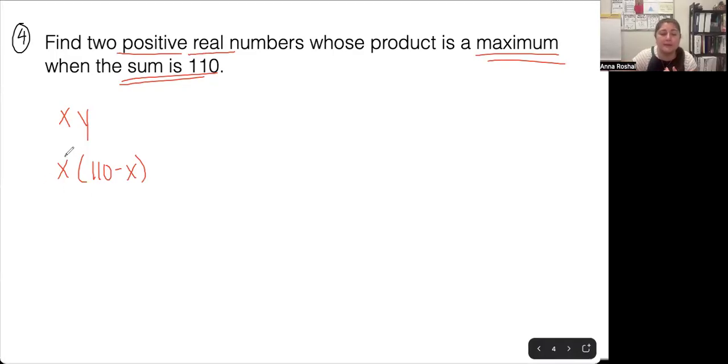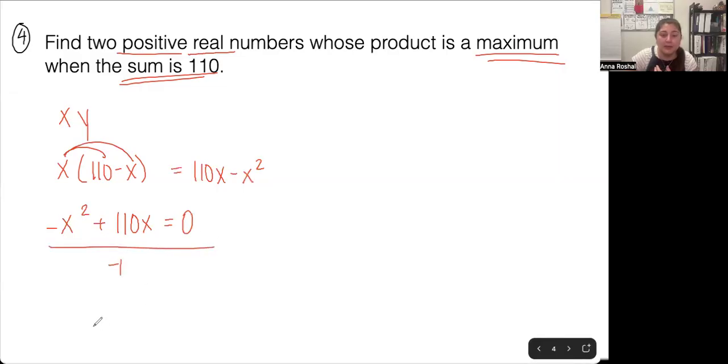So I'm going to start with this and I'm going to distribute, and I'm going to say, okay, negative x squared plus 110x. And the reason I chose negative 110x first, I could have done it as 110x minus x squared. Both are totally acceptable, right? And so now I'm going to set it equal to 0. What I can do also is divide everything by -1 in order to have a positive x squared. And that should work a little bit better.